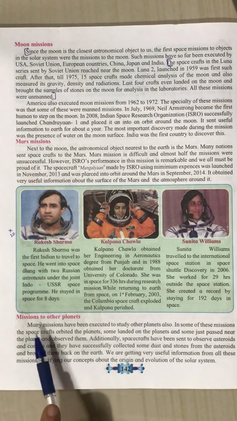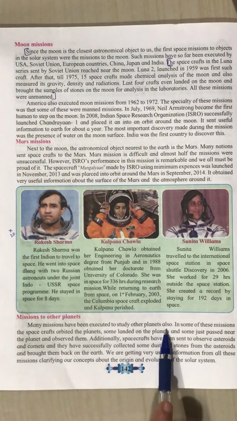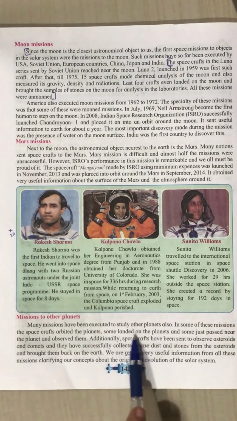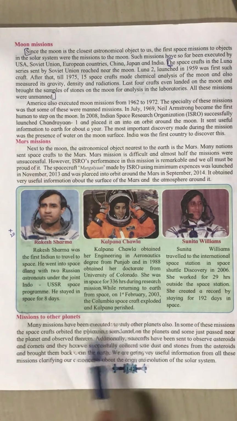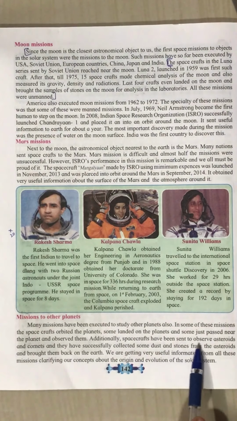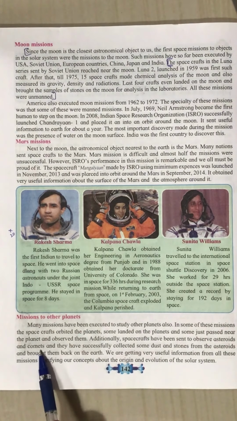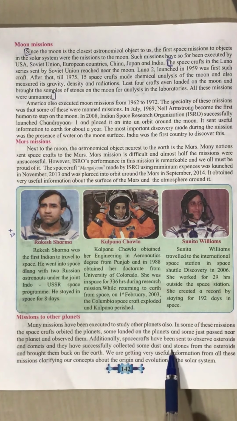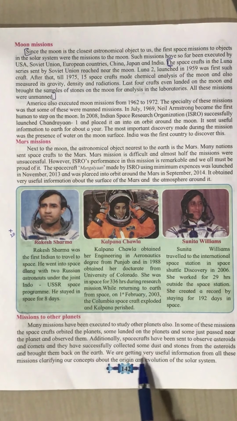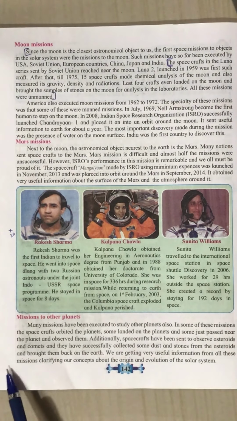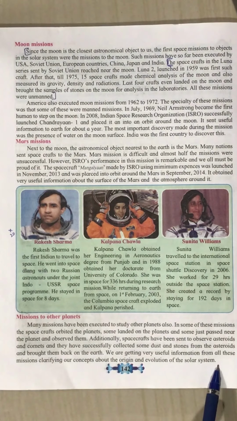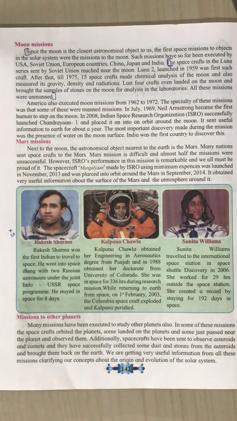Mission to other planets. Many missions have been executed to study other planets also. In some of these missions, the spacecrafts orbited the planets, some landed on the planets, and some just passed near the planet and observed them. Additionally, spacecrafts have been sent to observe asteroids and comets, and they have successfully collected some dust and stones from the asteroids and brought them back to the Earth. We are getting very useful information from all these missions, clarifying our concepts about the origin and evolution of the solar system. So this is on page number 142.